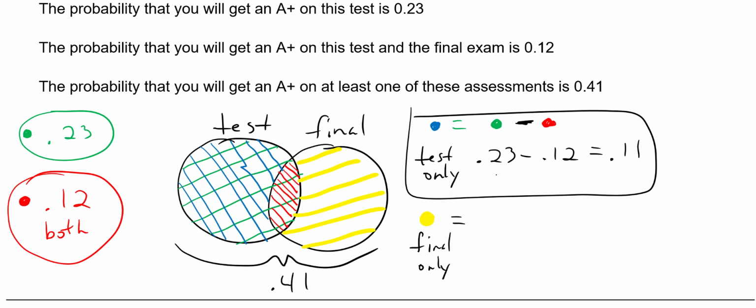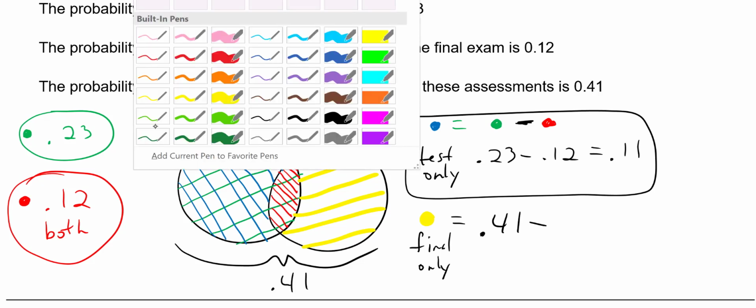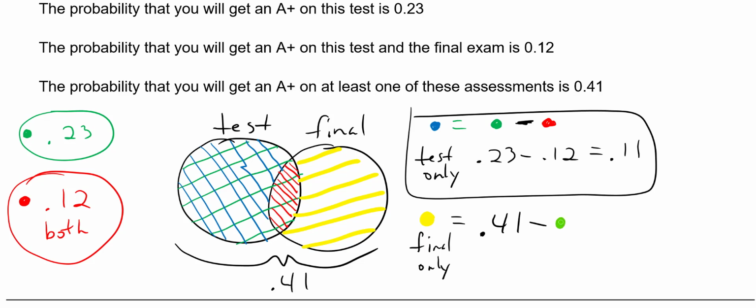So it's going to be 0.41. Here, I'll just write this. It's actually the whole thing is the black, right? So 0.41 minus the green. So I guess I can do this a little bit nicer here. Minus the green, which is 0.23. Oh, that's pretty bold. Let's go back to normal here. Okay, there we go. And if I do that, I get 0.18.